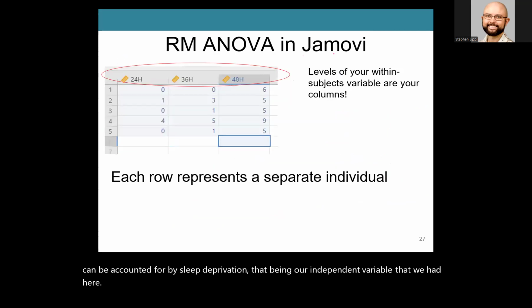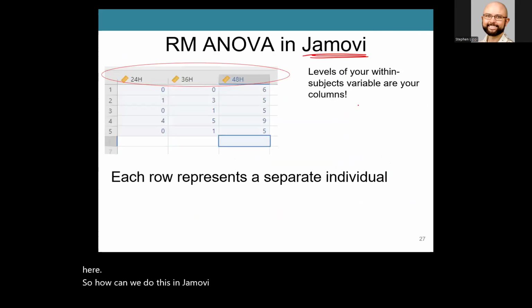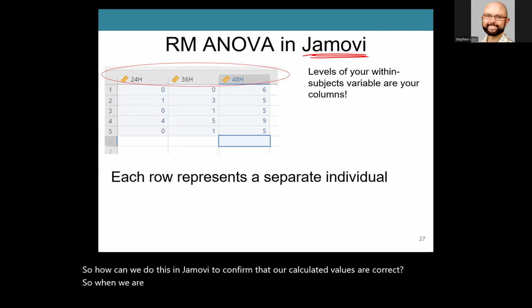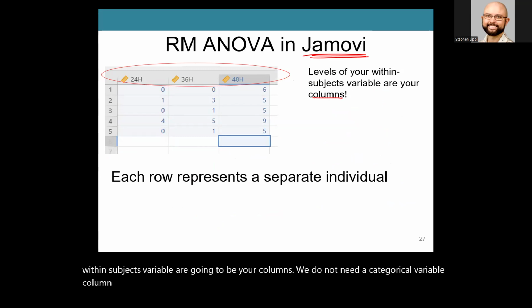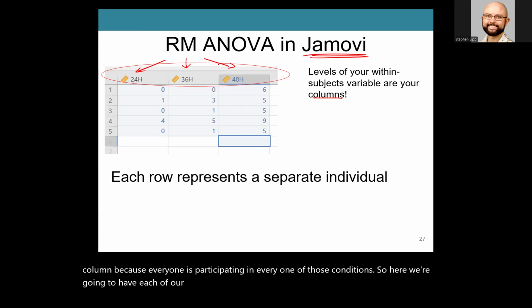So how can we do this in Jamovi to confirm that our calculated values are correct? When we are working with repeated measures ANOVA specifically, the levels of your within subjects variable are going to be your columns. We do not need a categorical variable column because everyone is participating in every one of those conditions. So here, we're going to have each of our levels serve as a column.